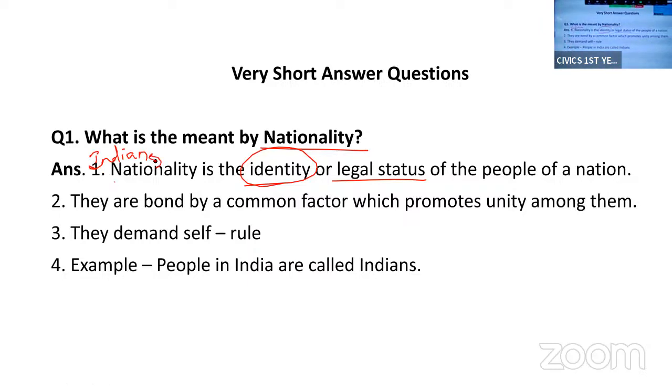People living in a nation are bound with some common factors like common language, common religion, and this promotes unity among them. The next is they demand self-rule. People having common identity, common legal status, demand self-rule. Example, people of India are called Indians, and Indians all together fought with the Britishers and achieved independence, freedom from the Britishers.